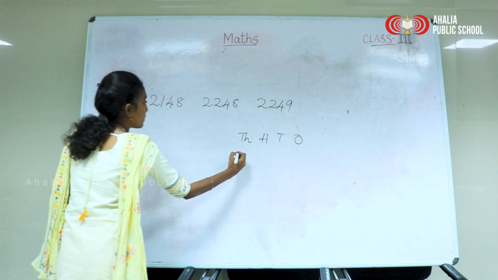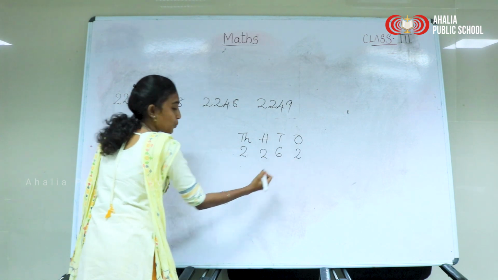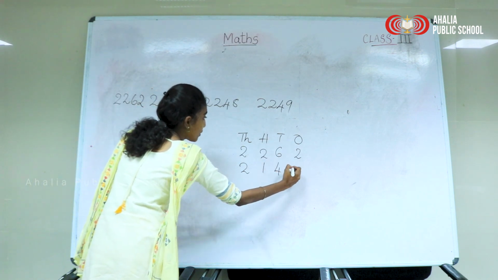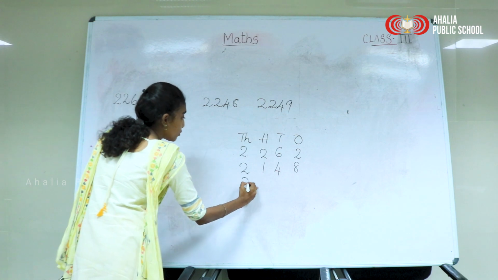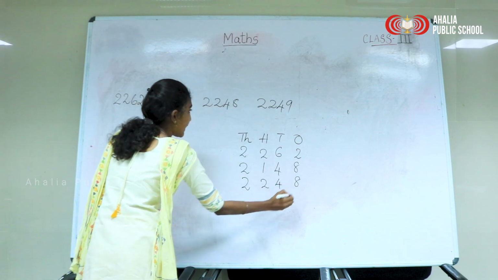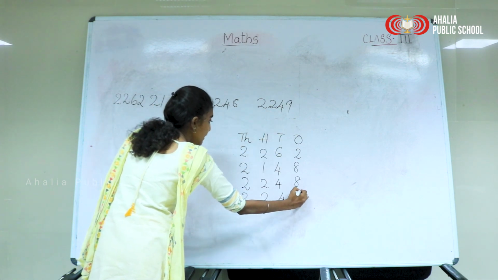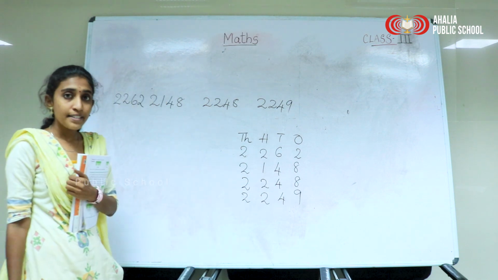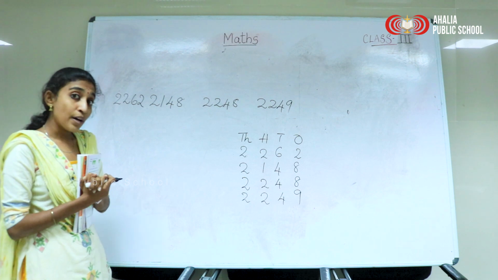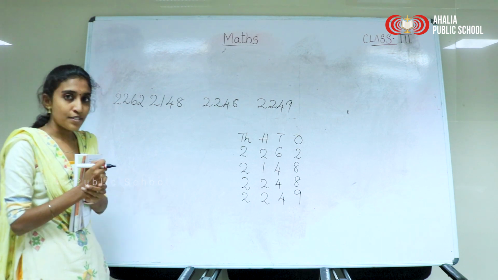So the first number is 2262 and the next 2148. Next one 2248 and the last one 2249. Am I right? So now we'll just arrange these numbers in ascending order first. So to arrange in ascending order, first we have to find out which is the smallest one, right?